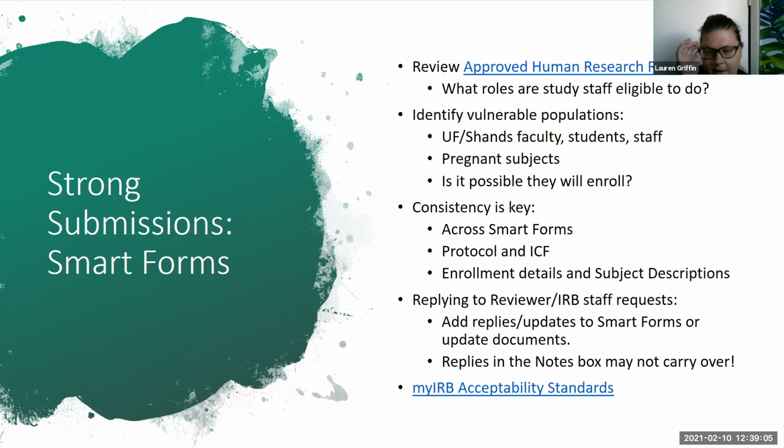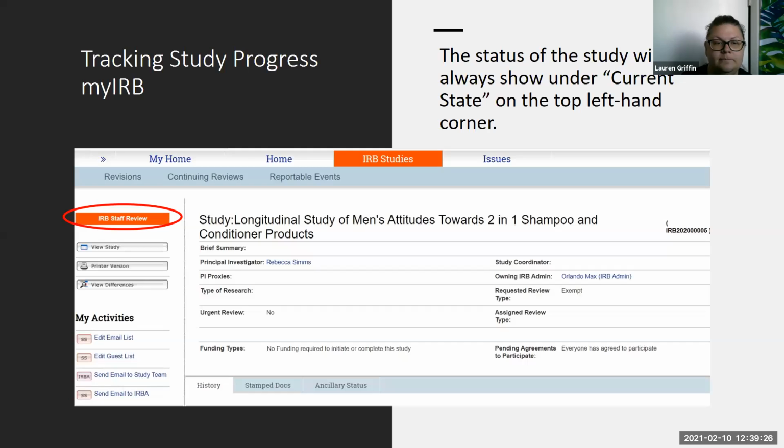And we have myIRB acceptability standards. So this will give you an idea of what we're looking at. We can always send something back to you if it's missing information that we need, but to save everybody time and make sure that you can get back to research as soon as possible, we prefer to just have all of the information up front. So the acceptability standards really help with that.